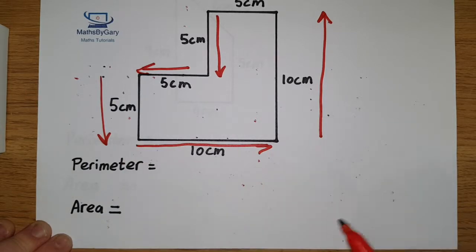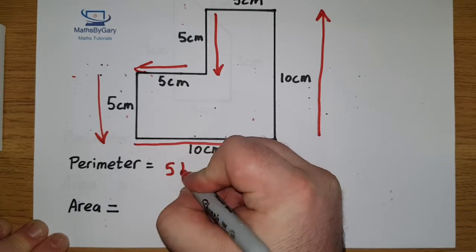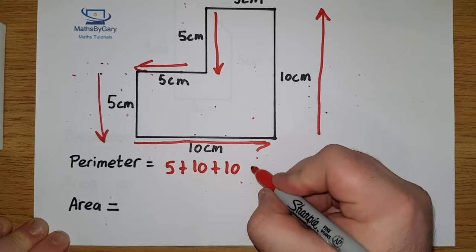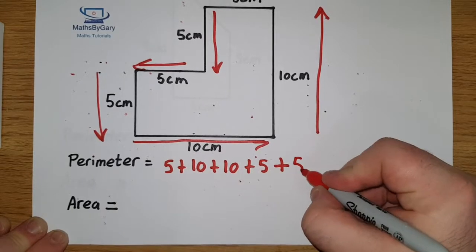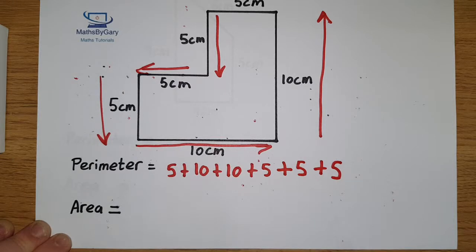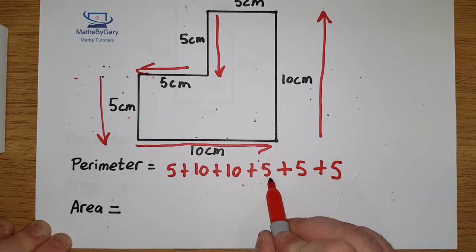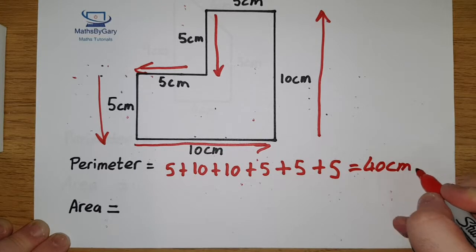So if we just go round it in a circle, so if we start up here at 5, so 5 plus 10 plus 10 plus 5 plus 5 and then plus 5. So we counted 1, 2, 3, 4, 5, 6. 1, 2, 3, 4, 5, 6 is correct. So just a wee check there. So 10 plus 5, 15, 25, 30, 35 and 40. So the perimeter is 40, and always remember your units, centimetres.